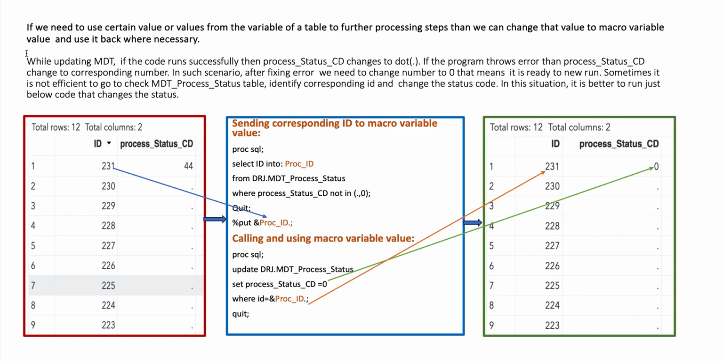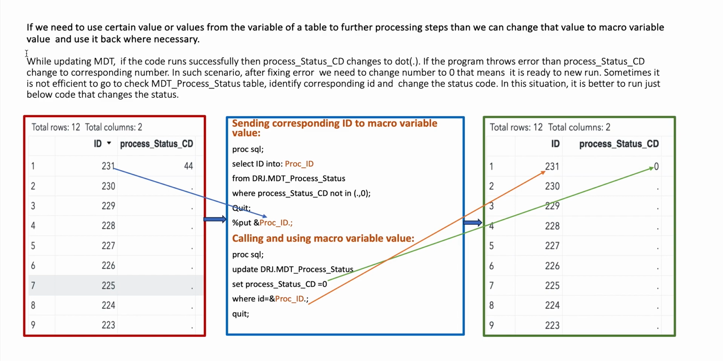If the program throws an error, then the process status code changes to a corresponding number. That number represents a certain type of error. In such a scenario, after fixing the error, we need to change the number to 0. That means it is ready for a new run.